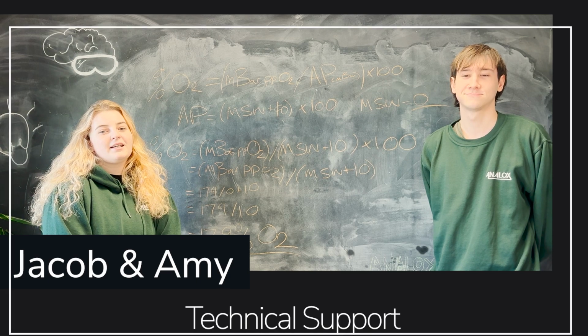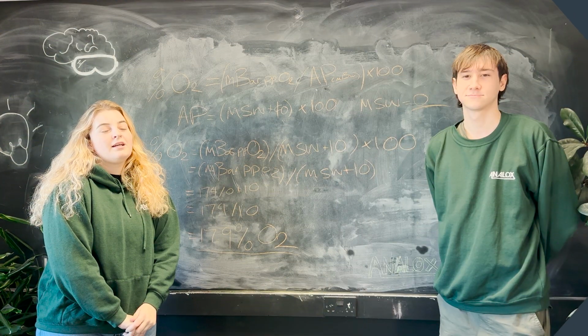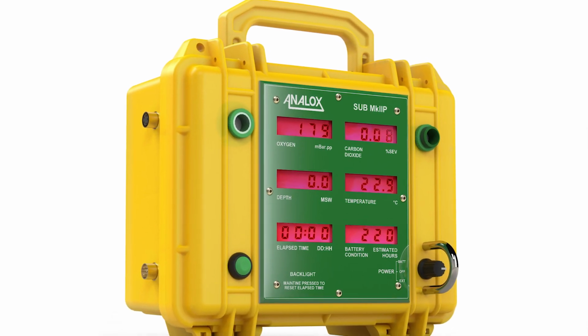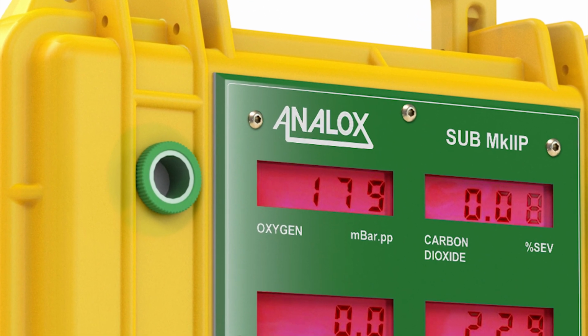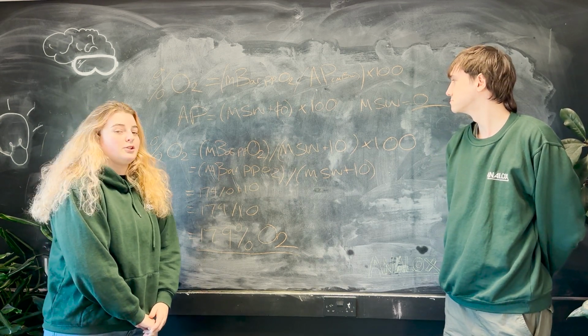And I'm Amy, and today we'll be teaching you how to convert mBar partial pressure O2 to percent O2. Here's a picture of one of our products. It's the Analox Sub MkIIP. As you can see, the oxygen sensor is reading 179 mBar partial pressure O2. This is the value that we'll be converting into percent O2.